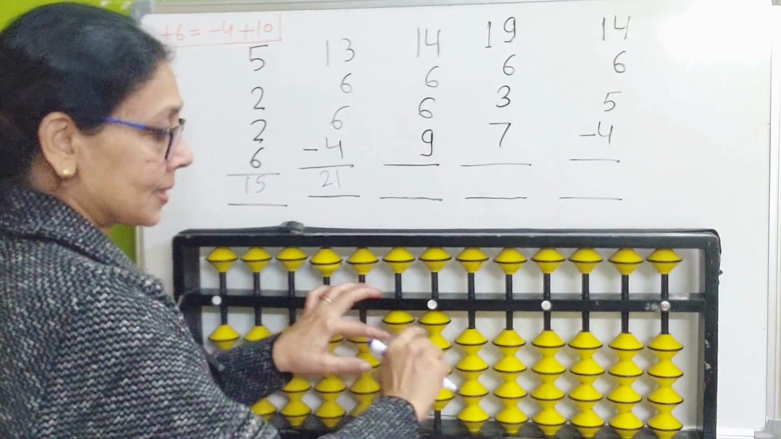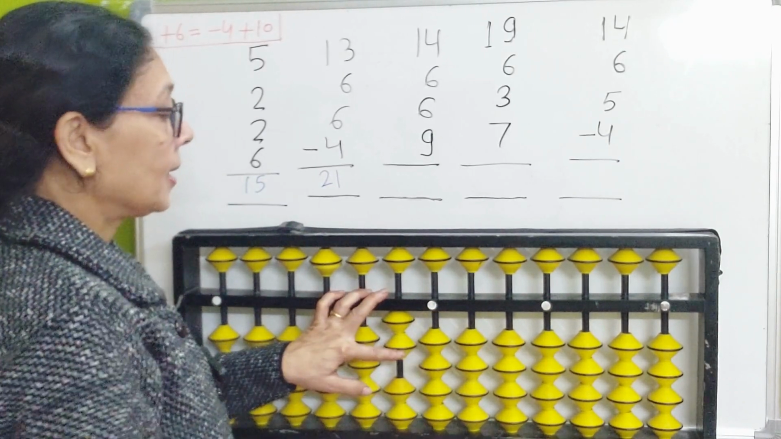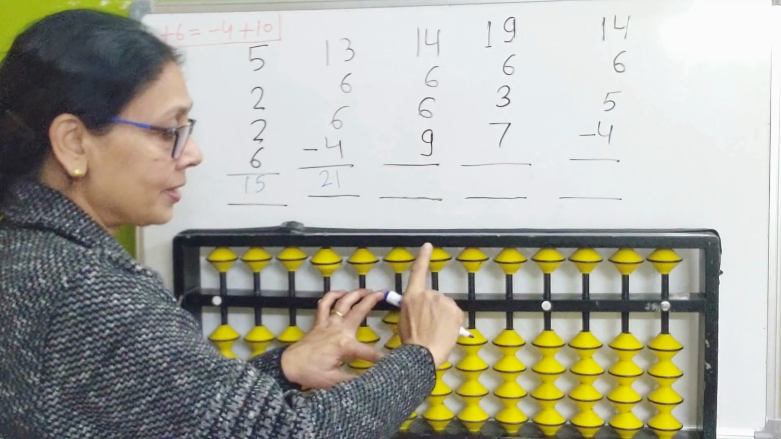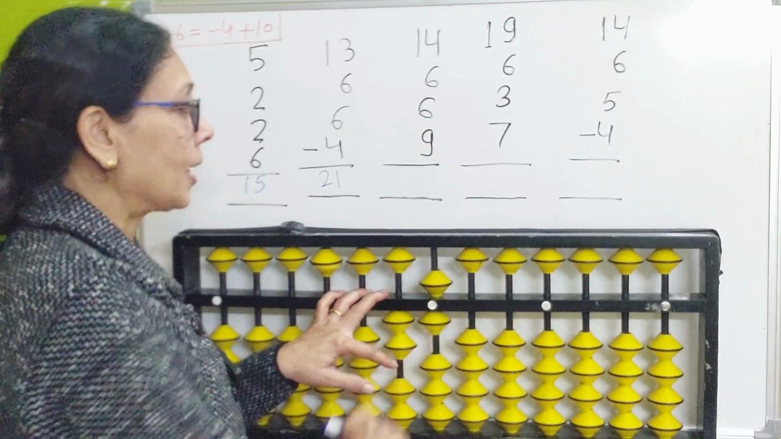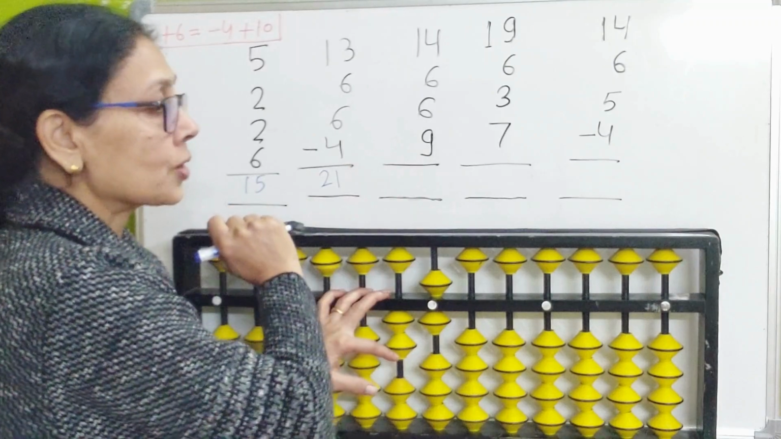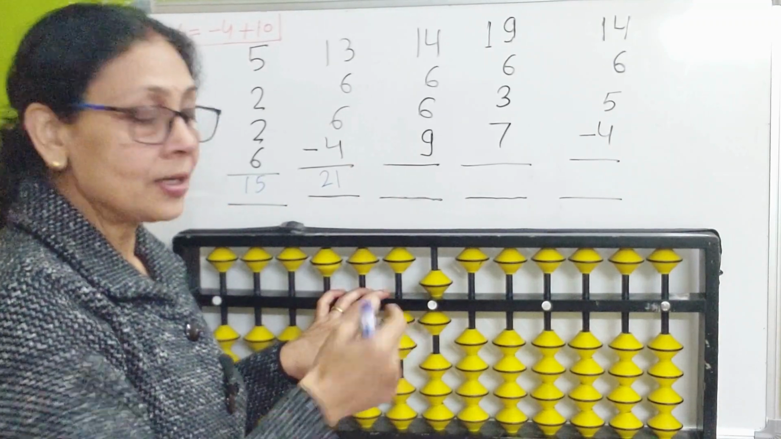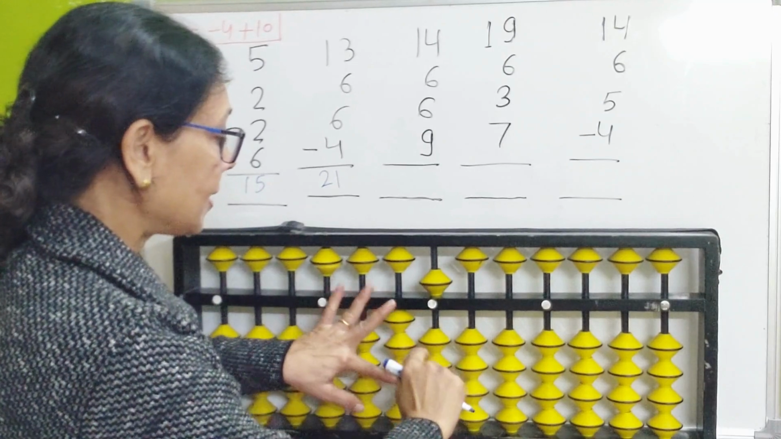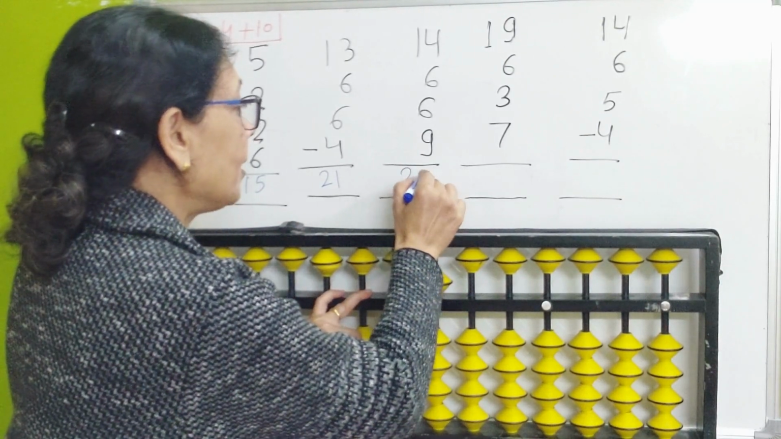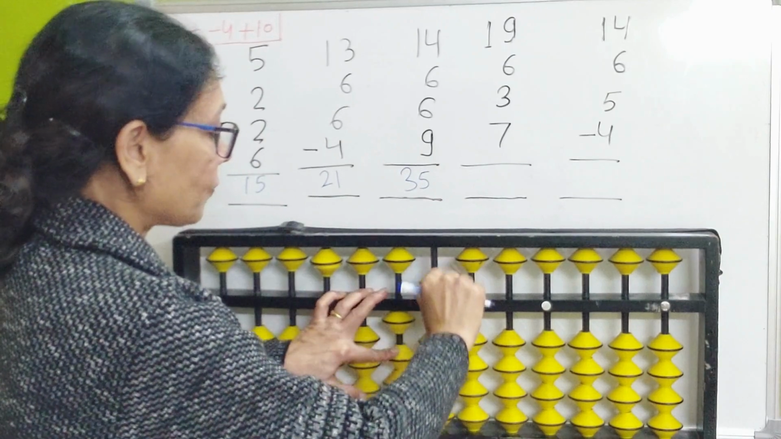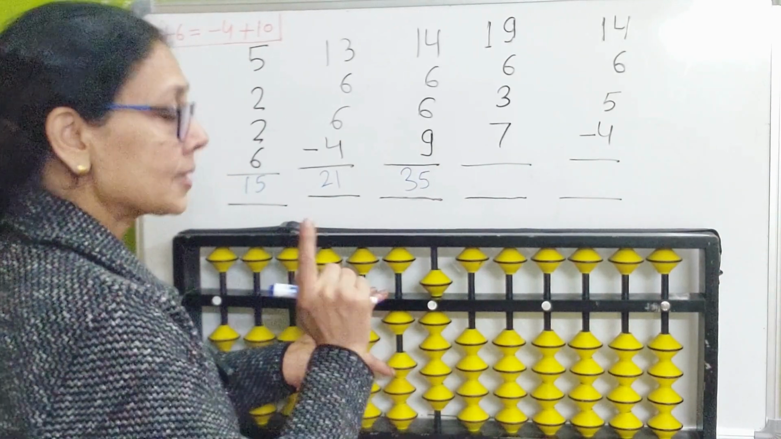14, 6. So less 4 add 10. Again 6. You have here 6 in your hand. Use that. 9. So the friend of 9 is 1. So less 1 add 10. So this is 35. Next one, 19, 6.